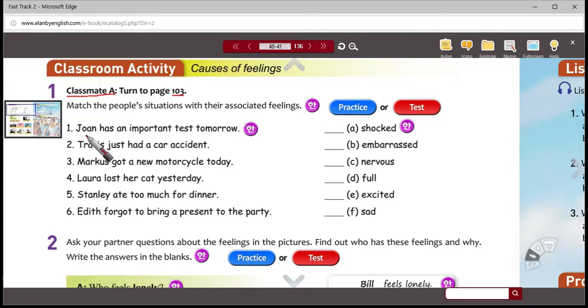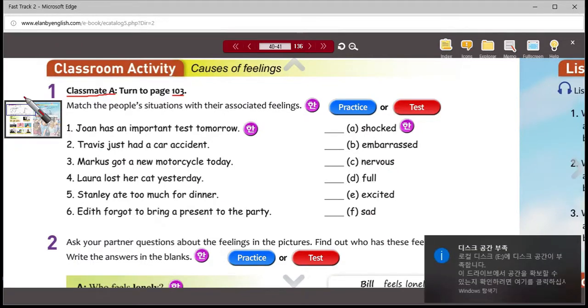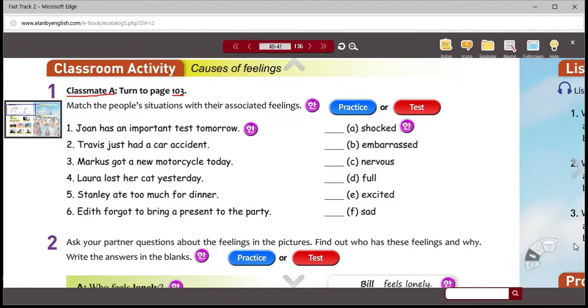Okay, classmate B, you're going to work with Joan, Travis, Marcus, Laura, Stanley, and Edith. What I want you to do is read their situations, then match these situations with how they feel. Okay? So Joan has an important test tomorrow. Okay? Probably Joan is nervous. A lot of people who have tests are nervous. Probably Joan is too. Okay? In fact, if you want, you can just simply write the number 1 right here. You can add the other numbers as well.